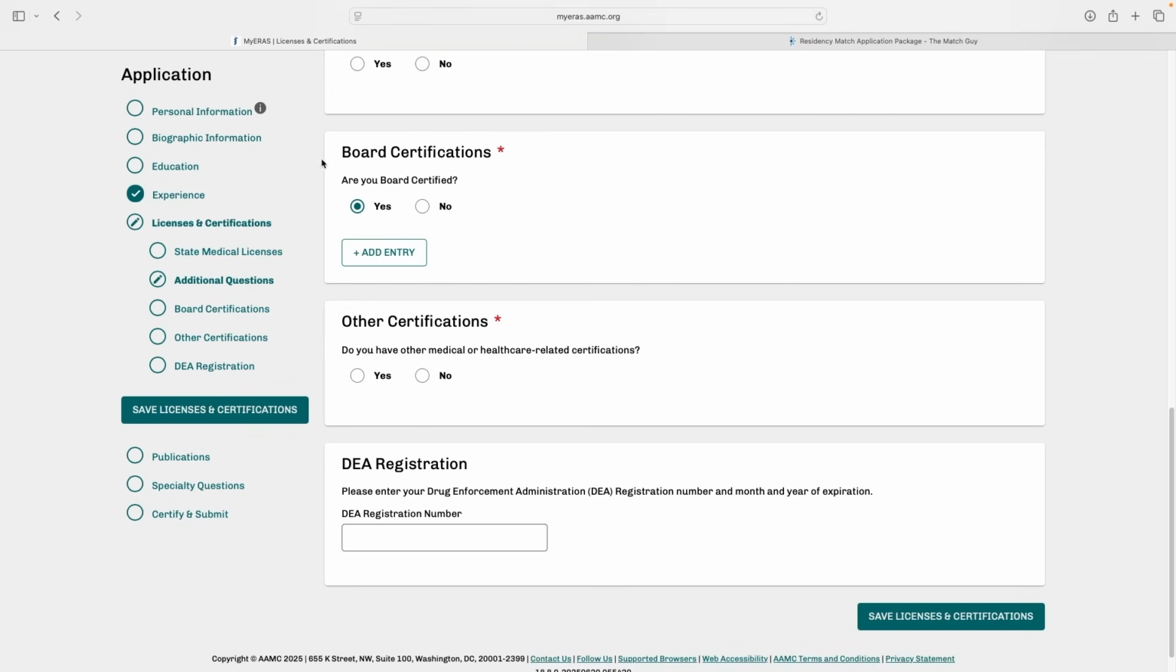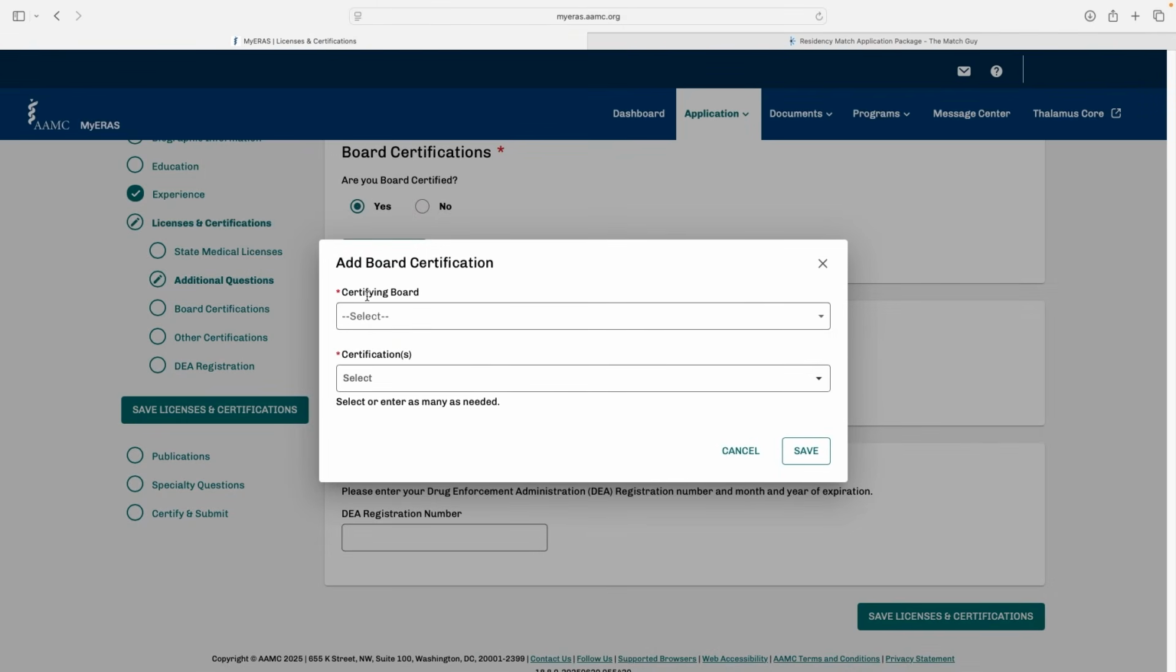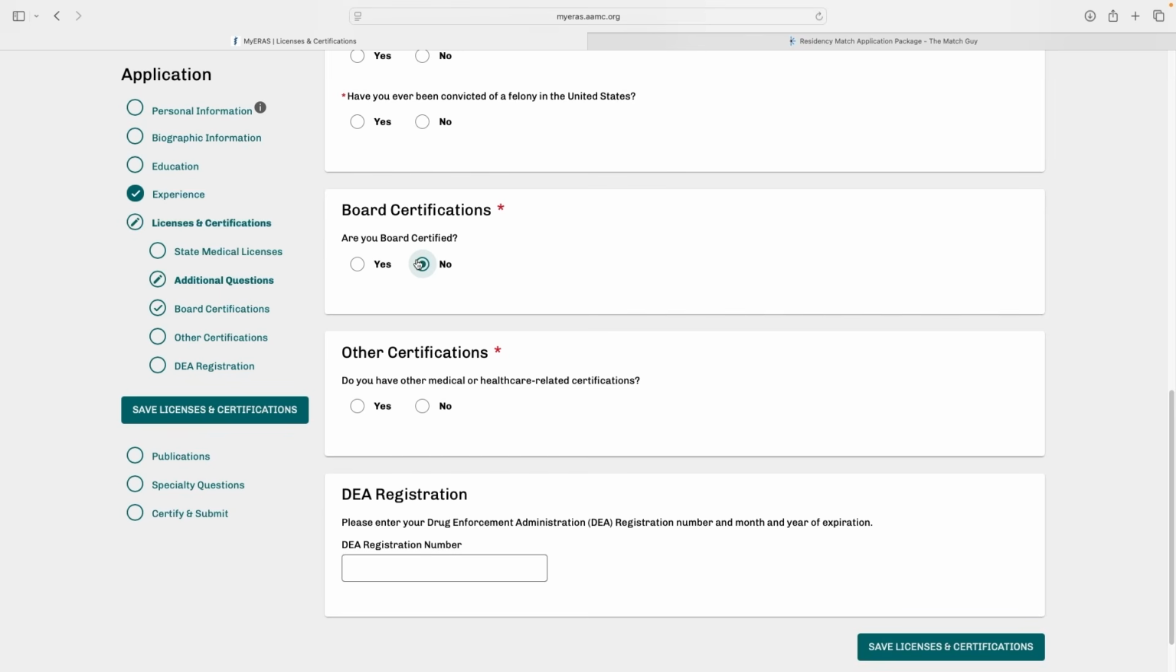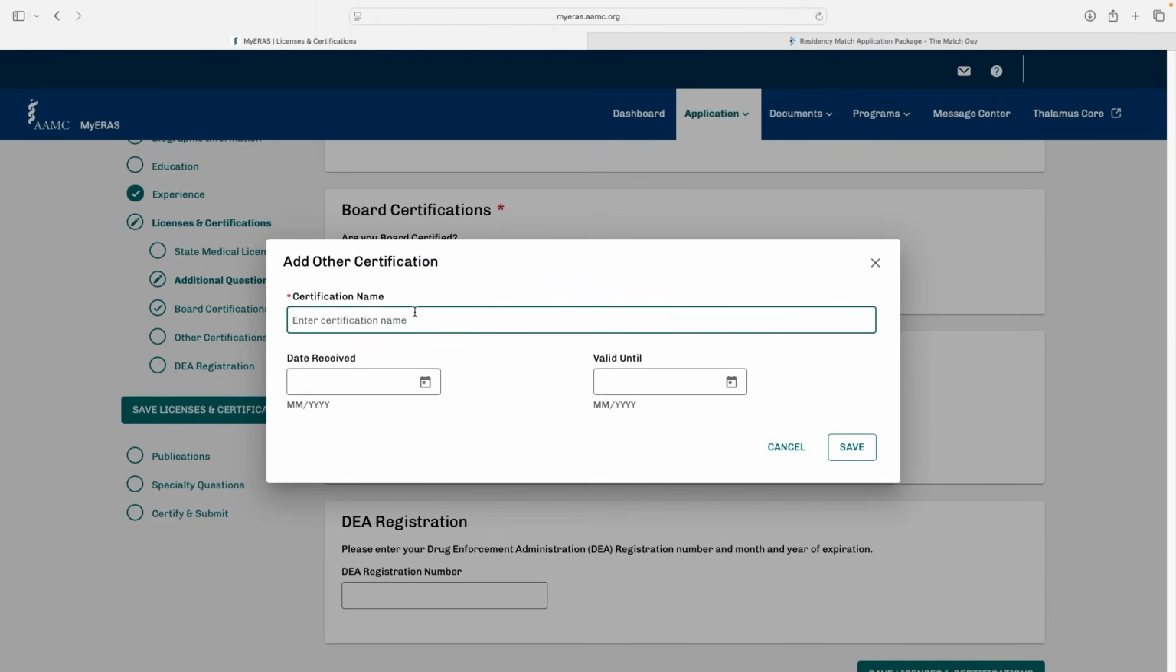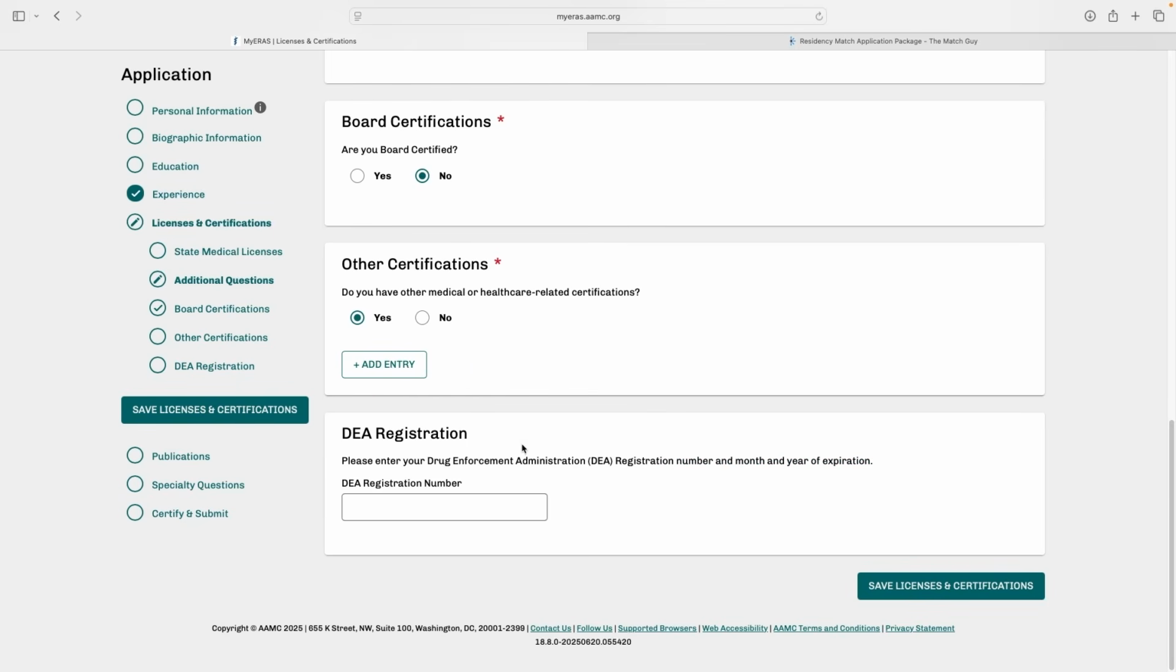Then you have the board certification. If you're board certified, click yes, you add the entry, and you add the certifying board and the certifications. Most applicants won't have that, so you answer no. Other certifications, if you have other medical or healthcare related certifications, they had a specific section in ERAS 2 years ago about the BLS and ACLS. But now you can just add it here. So you click yes, you click add entry, and then you can put the certification name, date received, and valid until. Then if you have a DEA number, which is mainly for opioid prescription, you can put that here.